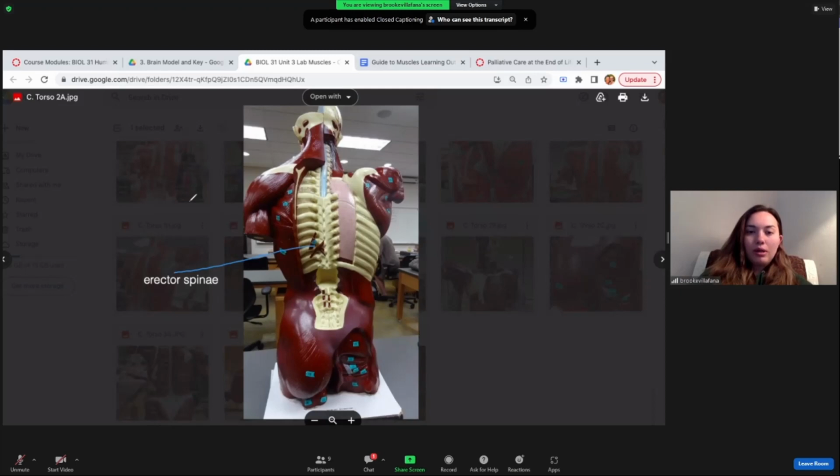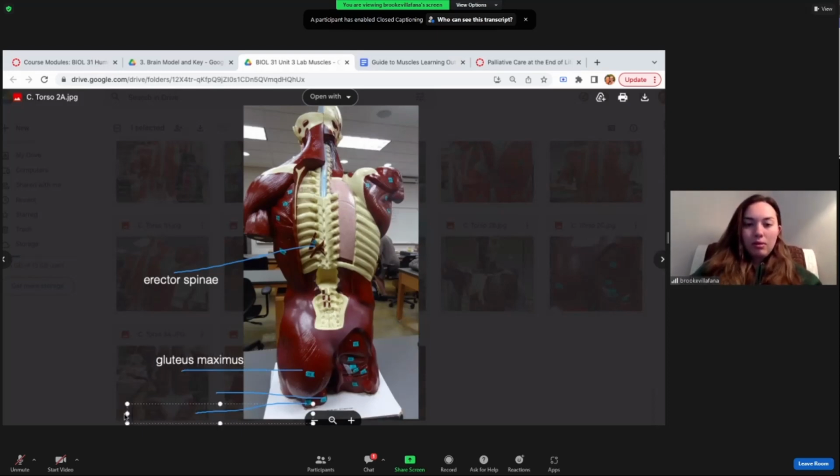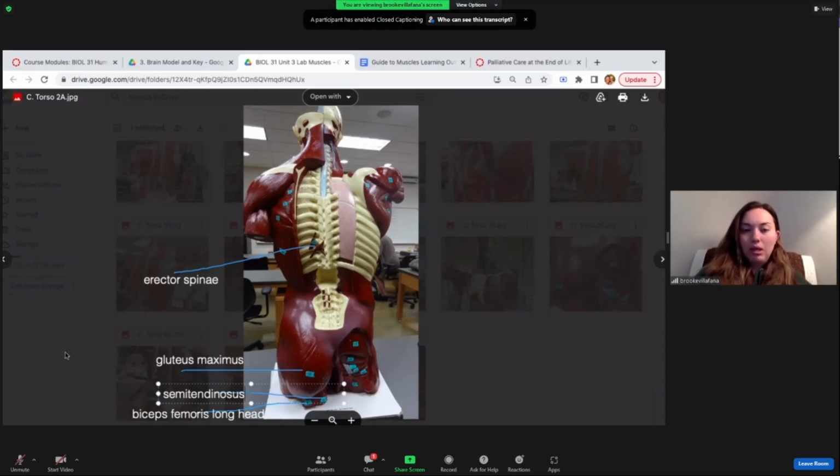You would already know that this would be your gluteus maximus. Your biceps femoris, long head, and semitendinosus are things that you already know from going over the leg. Remember our biceps femoris long head is lateral, and our semitendinosus is going to be medial.